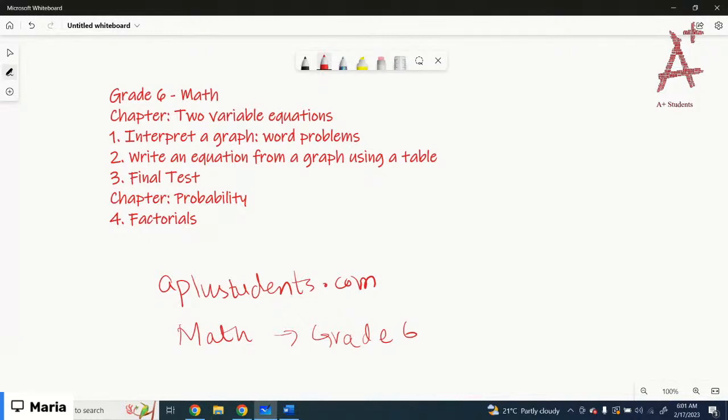So, we're going to start with the chapter 2 variable equations. The lessons we're going to cover today are interpret a graph word problems, write an equation from a graph using table, final test. Then we are going to start a new chapter, that is probability, and we are going to cover factorials from that chapter.